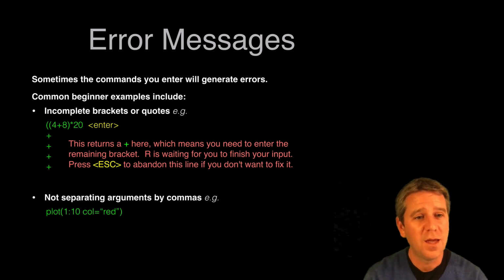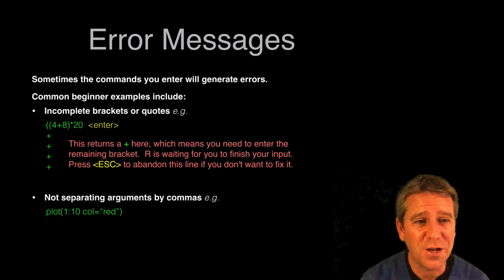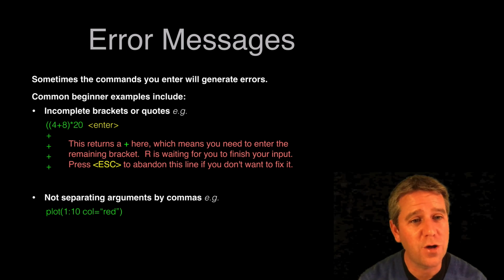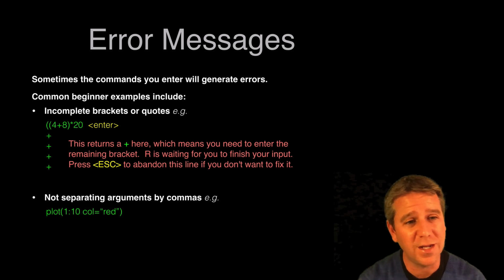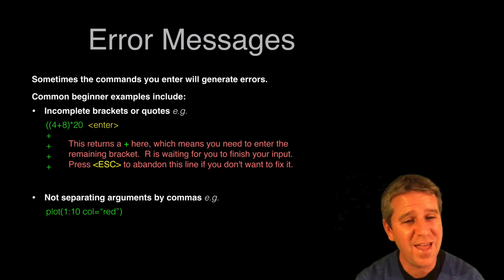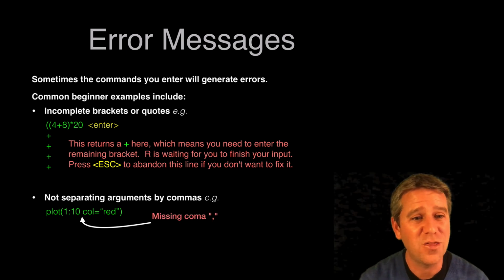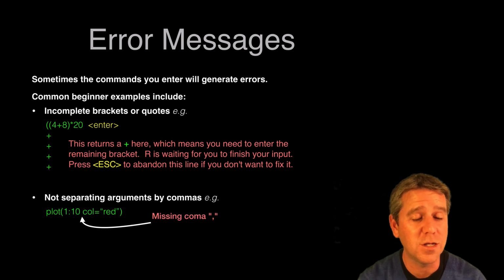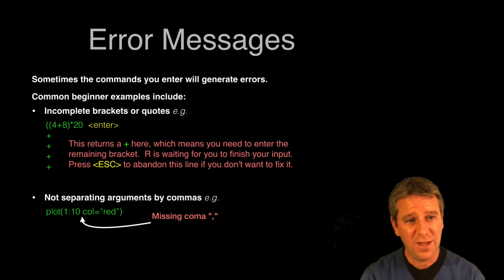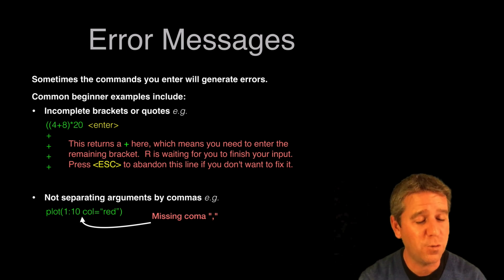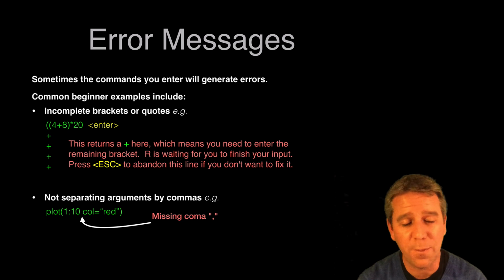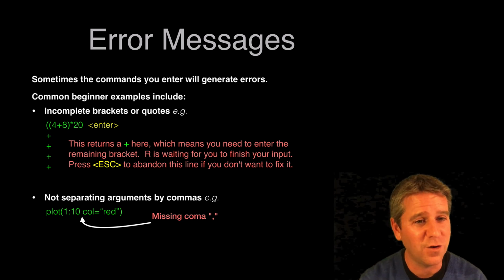Another one that I see a lot is people do not put commas between their arguments. So here we're making a little plot, like plot 1 to 10, and we're coloring it red, and there should be a comma in between these two arguments, and it's missing in this case. So we could fix this by just putting the comma in, and R would happily continue on its way and make the figure for you.